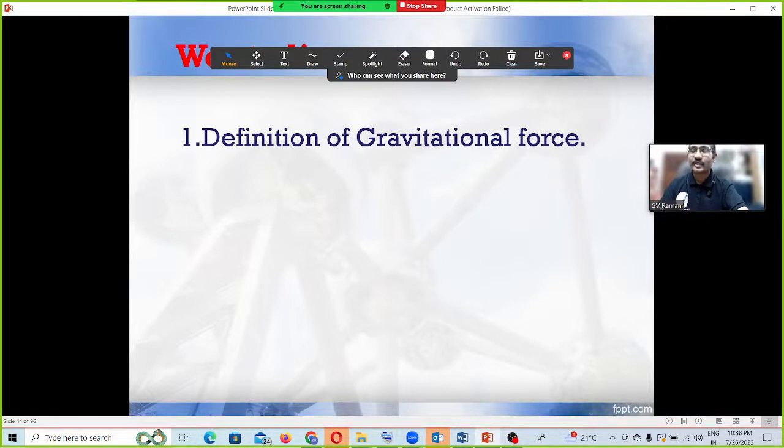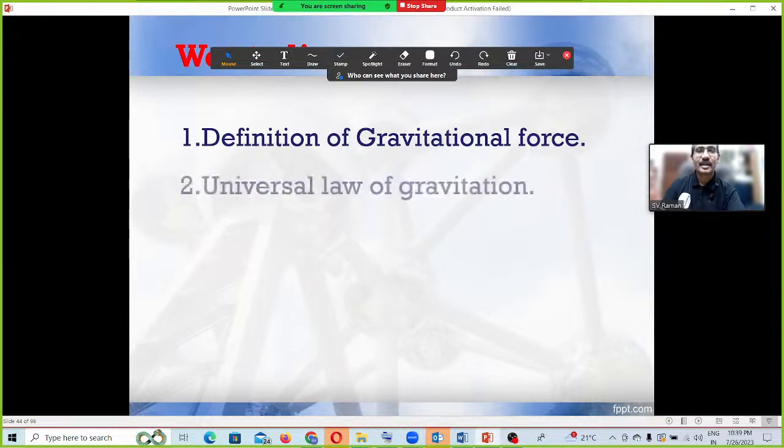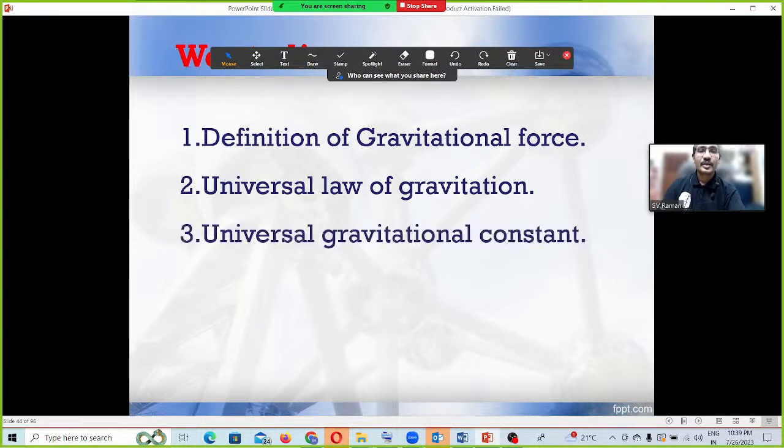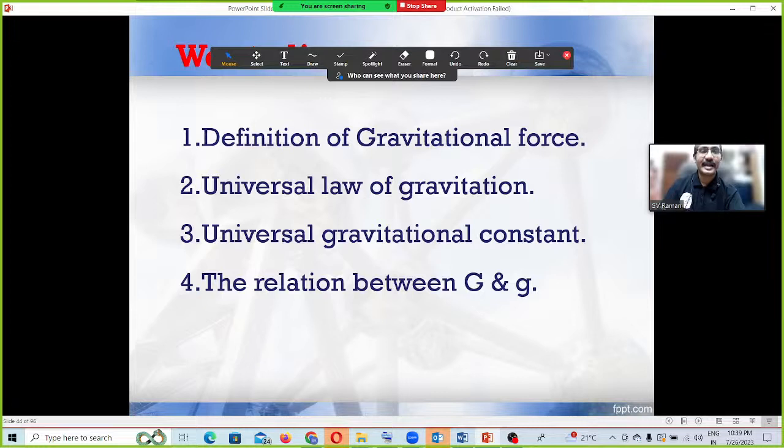Now, till now what have we studied? Definition of gravitational force. Universal law of gravitation. The universal gravitational constant, capital G, is equal to 6.67 into 10 power of minus 11 newton meter square per kilogram square. Relation between capital G and small g. And what is free fall? So these are all the concepts we have learned today.